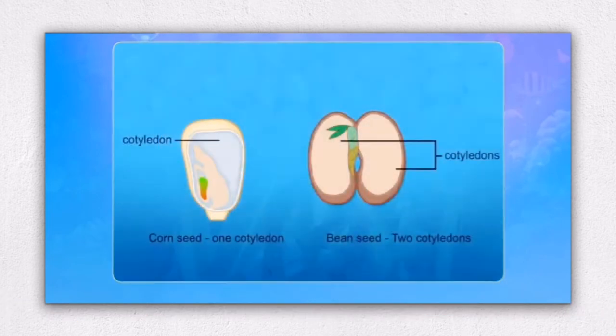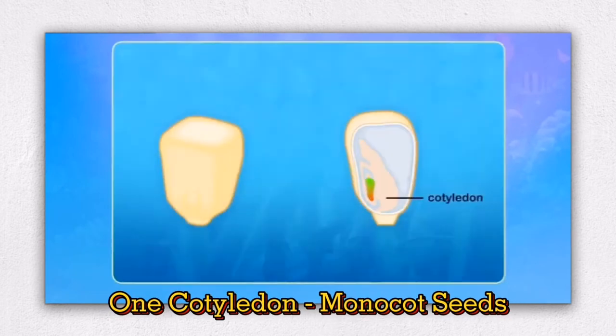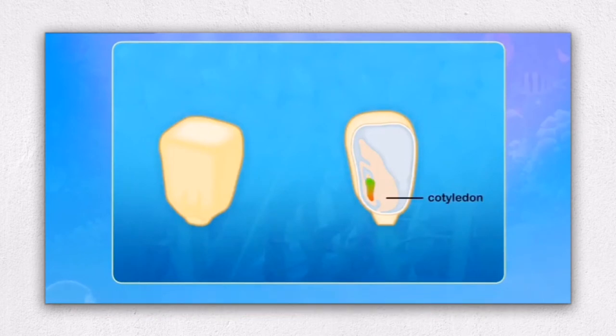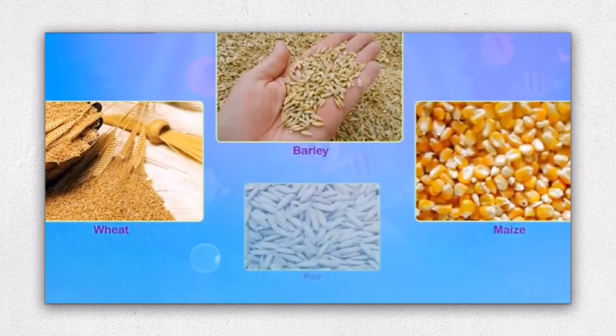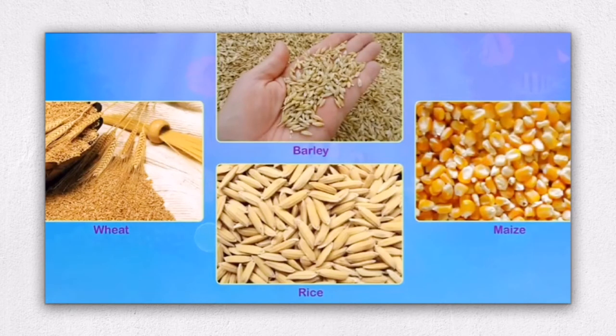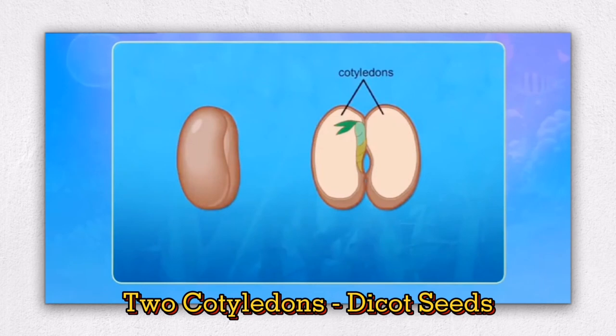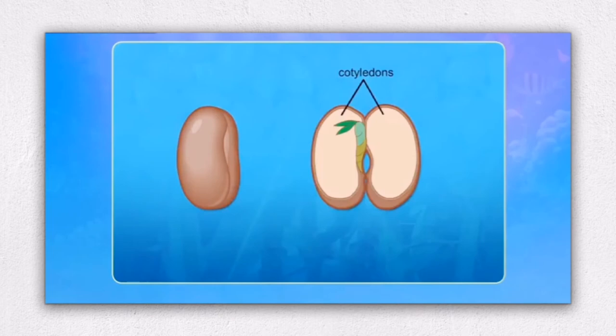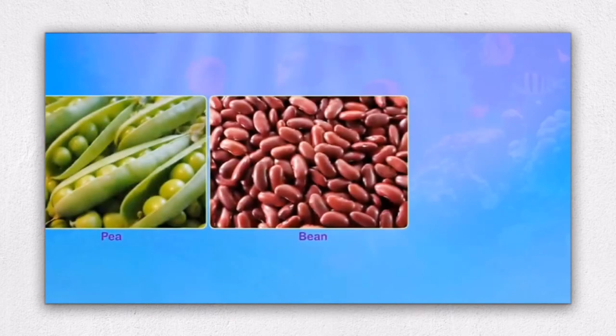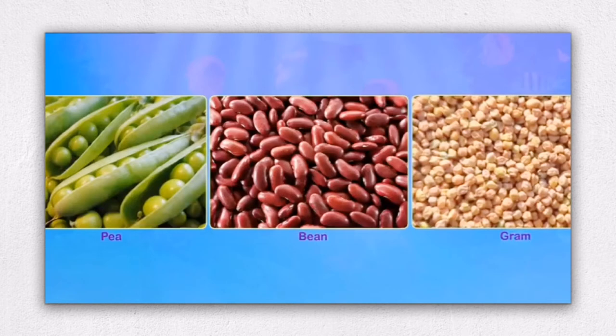A seed may have one or two cotyledons. Seeds with one cotyledon are called monocot seeds. Some monocot seeds are wheat, barley, maize, rice, etc. Seeds with two cotyledons are called dicot seeds. Some dicot seeds are pea, bean, gram, etc.